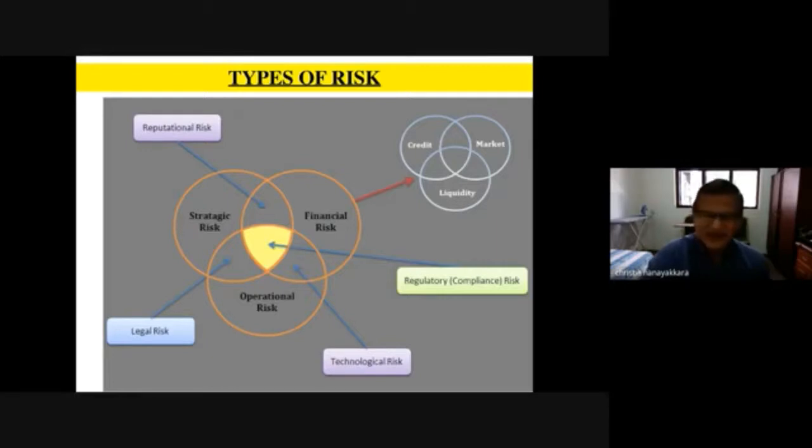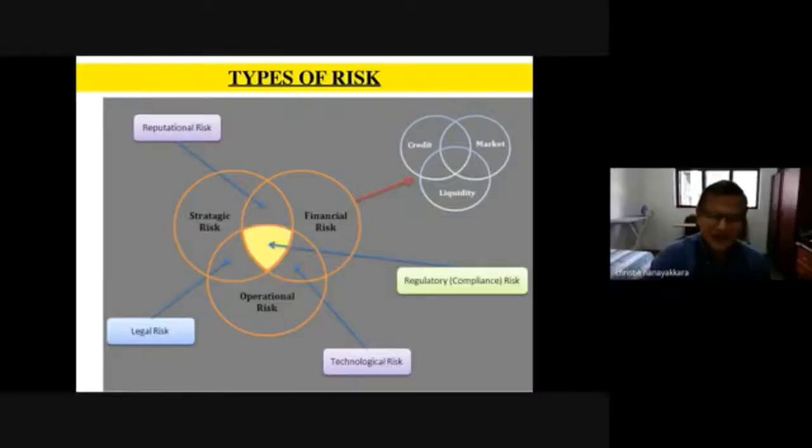So strategic, banks have a marketing department who create a strategy for the bank, create new products, and we do advertising and various marketing related activities in order to be strategically important for us to be in the business. So strategic risk is very important, especially for financial institutions, because of the competition.